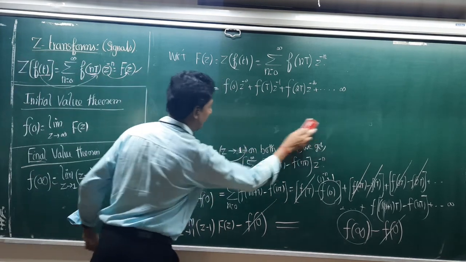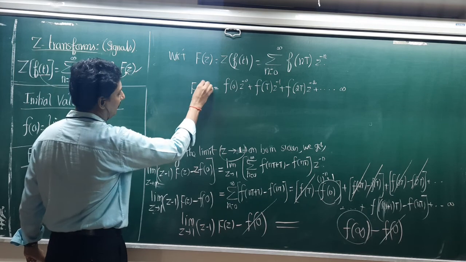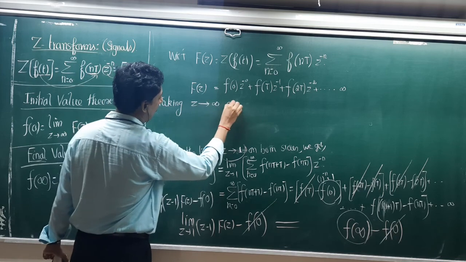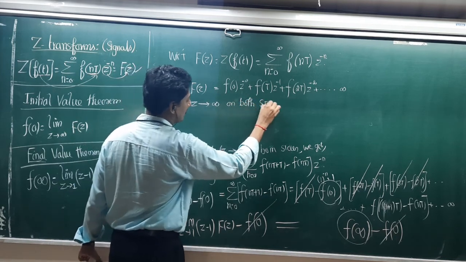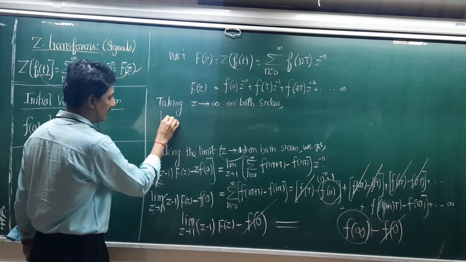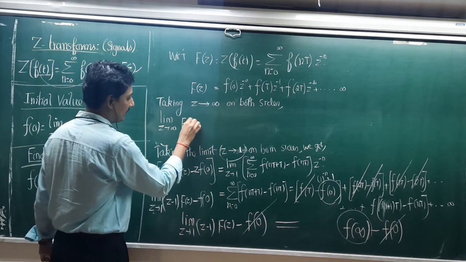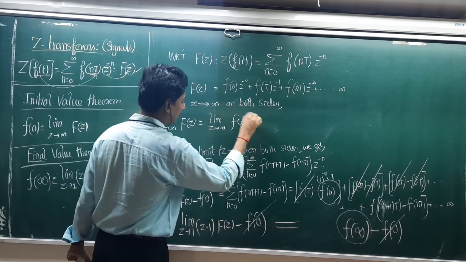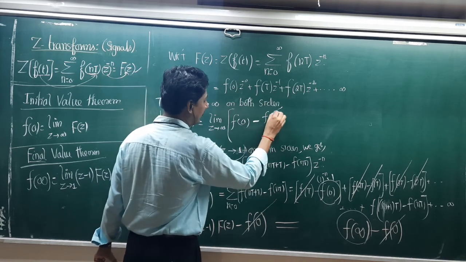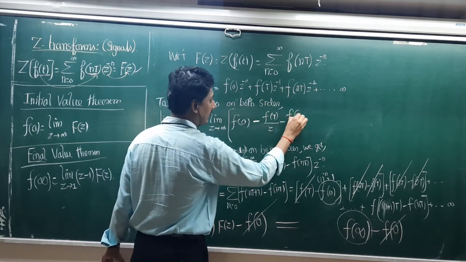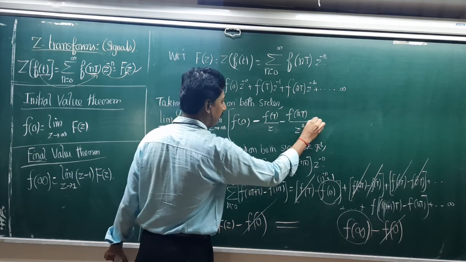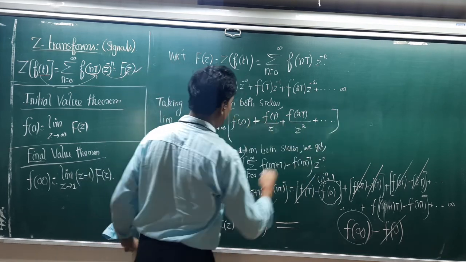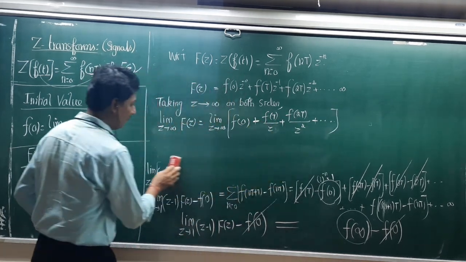So that's the concept. For the initial value theorem, what is the left hand side? The left hand side is F(z). Now taking the limit z tends to infinity on both sides, what will we get? The left hand side is the limit z tends to infinity F(z), equal to the right hand side, which is the limit z tends to infinity of f(0) plus f(T) by z, because the power minus 1 is coming, the denominator is the plus power, plus f(2T) by z square, plus etc., etc. Now by taking z tends to infinity, what will we get?